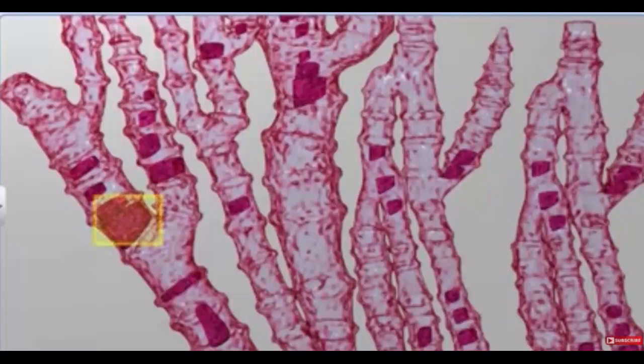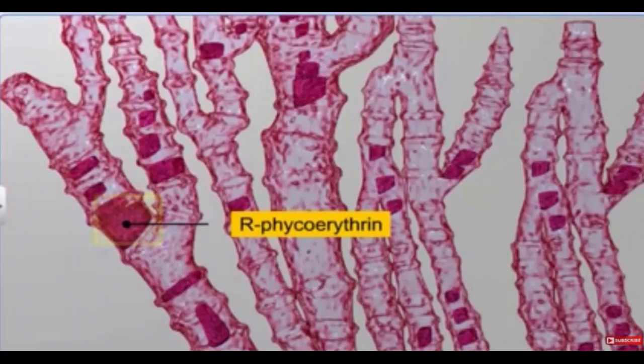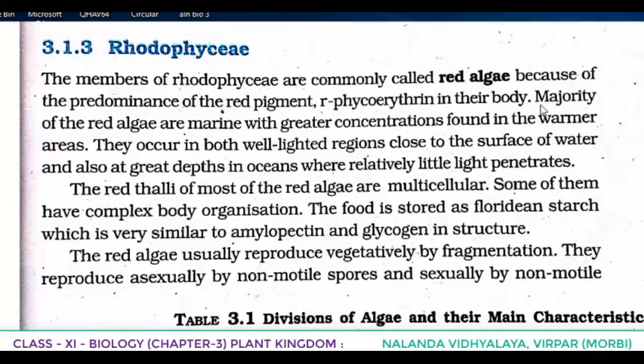R-phycoerythrin in their body. From the erythrin word itself you can understand that. Have you heard about the erythro word? Yes, definitely. Erythrocytes, that means red blood cells, RBCs. So R-phycoerythrin, phyco. What does it mean? Algae. So, the phyco word is connected to algae. Erythrin means red in color.